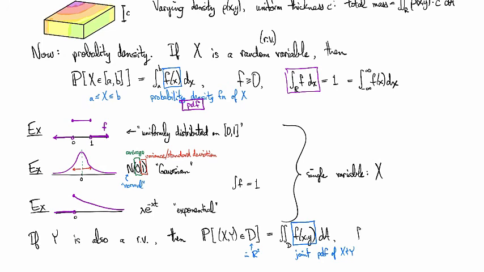And again, it has to have the property that it's non-negative, because negative probabilities don't make sense. And it also has to have the property that if you take the integral over the entire plane, then you should get 1, because that's like all possible outcomes.